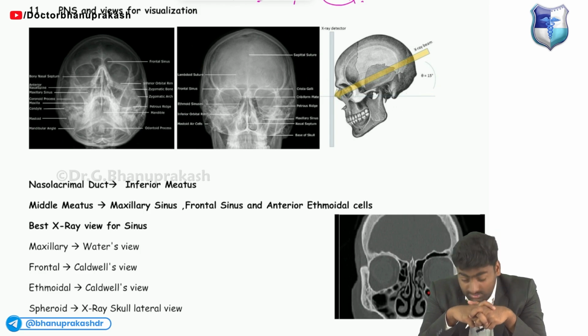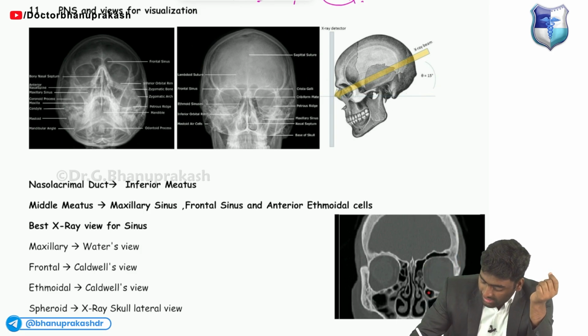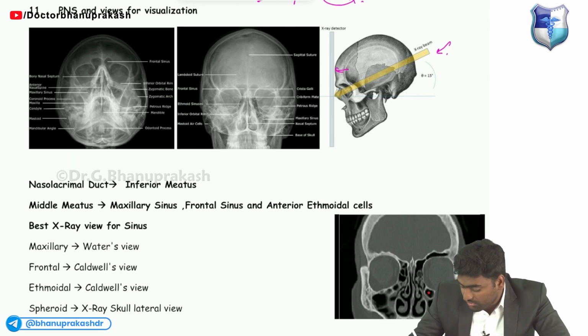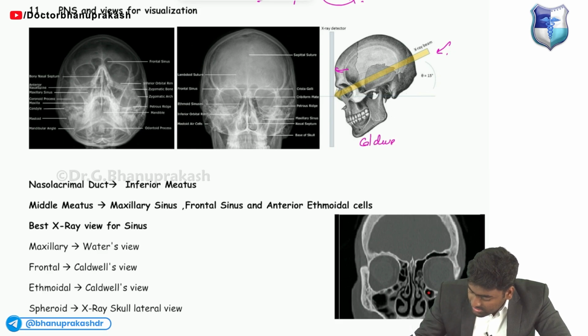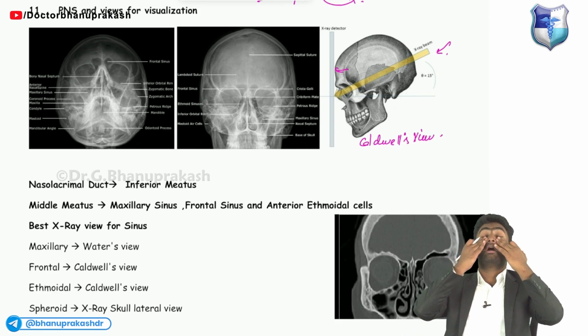For example, there are 3 views you should remember, or 2 views at least you should know. One is the Caldwell's view. If you see, the head is touching here and you are taking the X-ray from here. So it is what? It is the Caldwell's view. Yeah, it is the Caldwell's view.